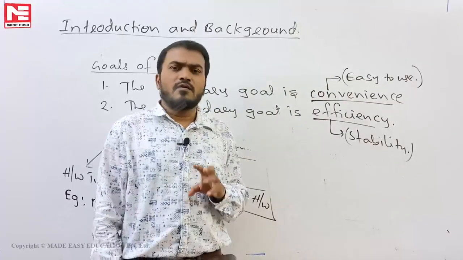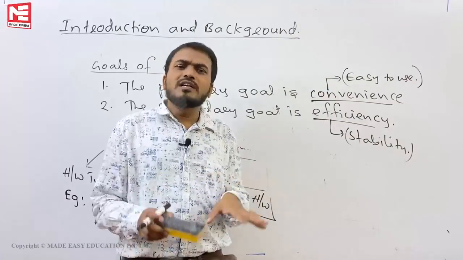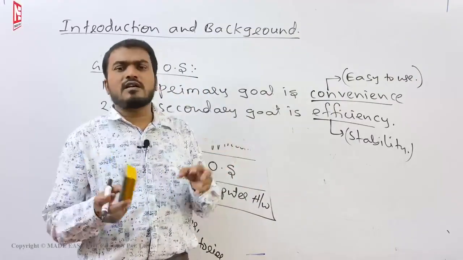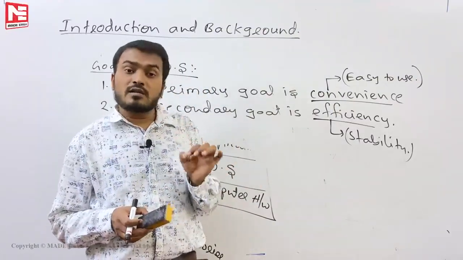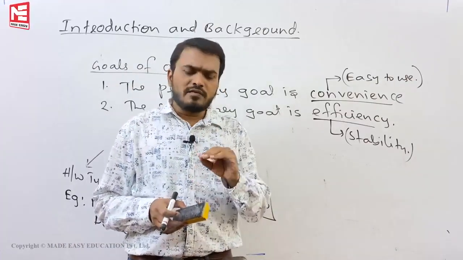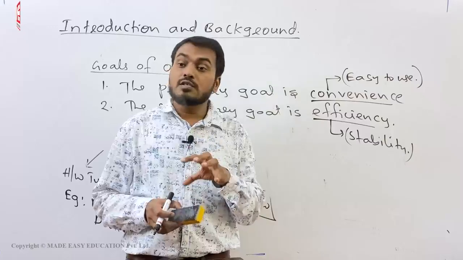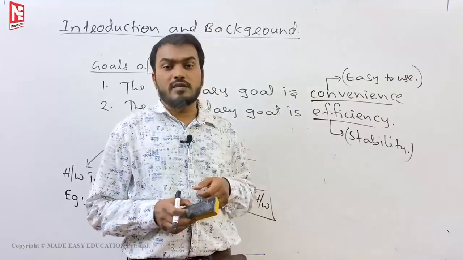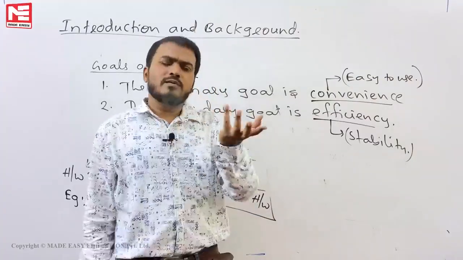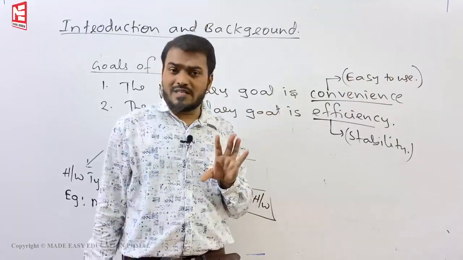Convenience. Why? Because anybody who knows simple English cannot work on Unix operating system. If you want to work on Unix operating system, you should know the specific commands. For every operation there is a command. You should know the specific command, then only you can work on Unix operating system. So what I am trying to say is, for operating systems, the primary goal and secondary goal will change.